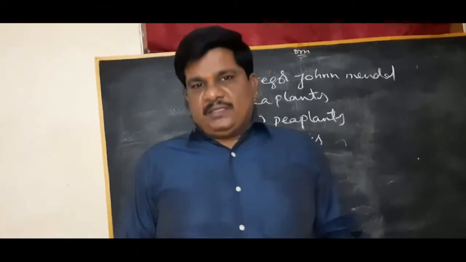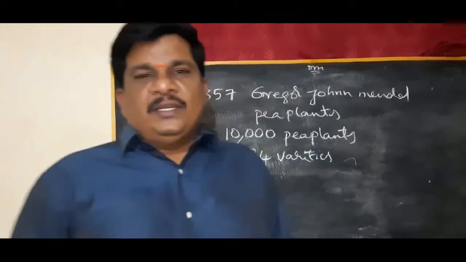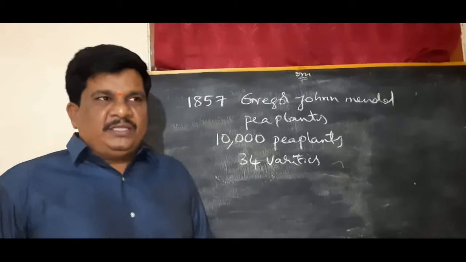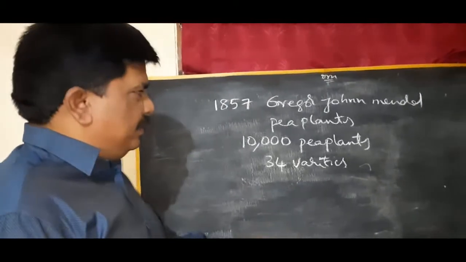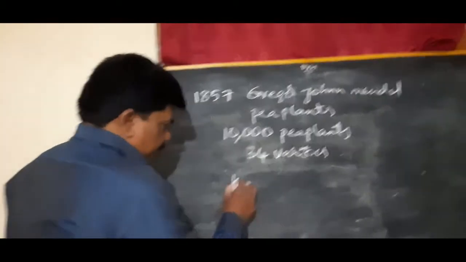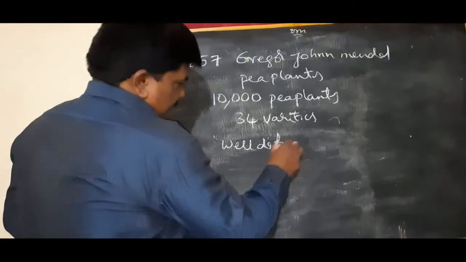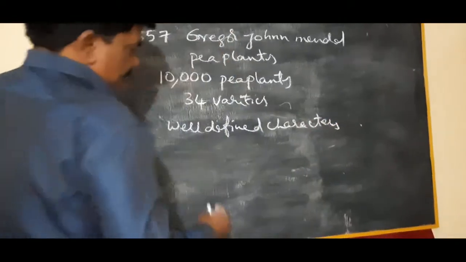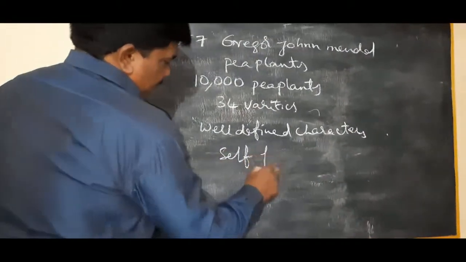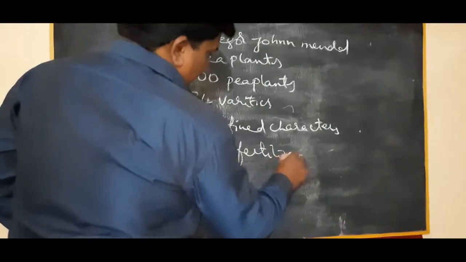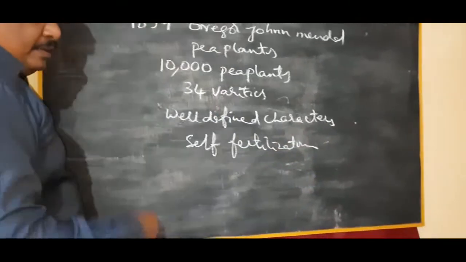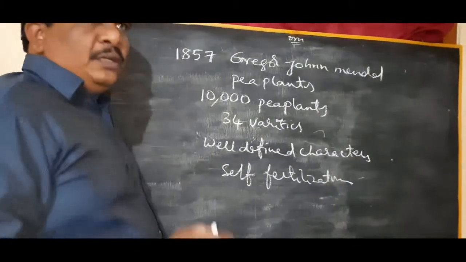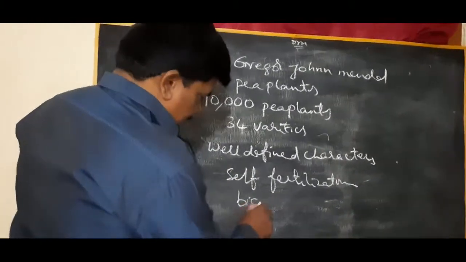Why did he select the pea plant? He selected the pea plant because of some characters it has. It mainly has well-defined characters, and self-fertilization, self-pollination, easy pollination. And also, it has bisexual flowers.